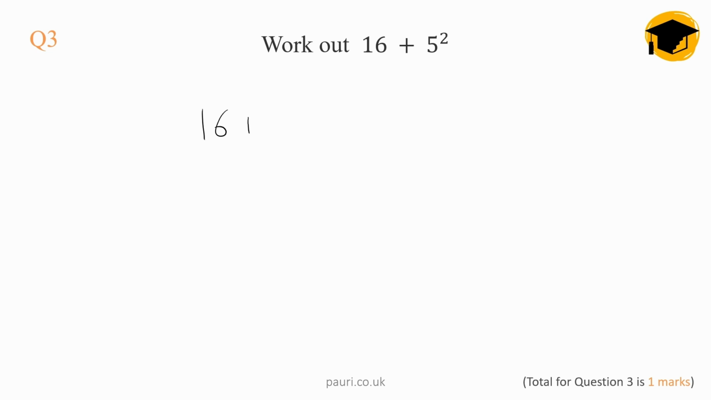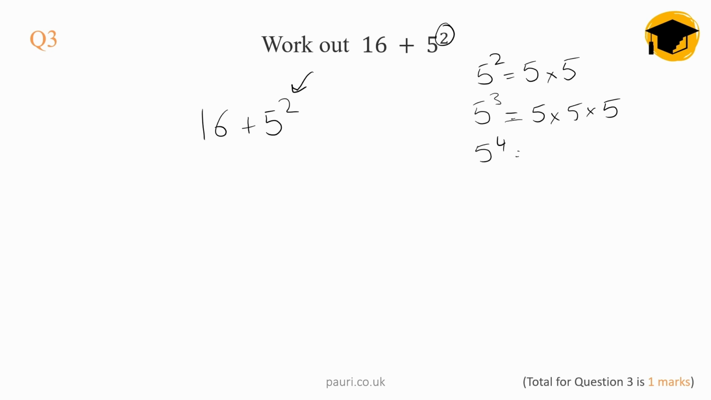Next question, 16 plus 5 squared. Indices. So this is a power, if you haven't seen it before. 5 squared basically means 5 times 5. 5 cubed means 5 times 5 times 5. And hopefully you see the pattern here. 5 to the power 4 means 5 times 5 times 5 times 5, etc. 5 to the power of 1, instead of having 5 twice like you did up here, you've only got 5 once. And a general rule with powers or indices is anything to the power of 0 is 1. So it's something you just need to remember.